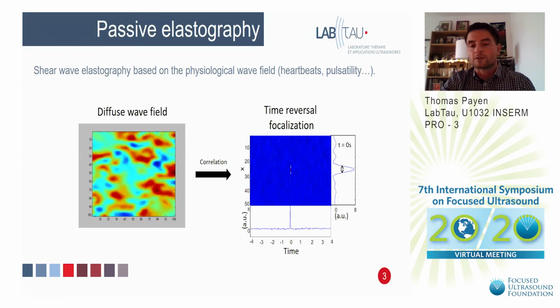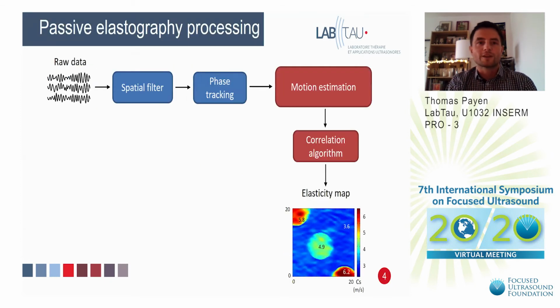If you use a slow rate acquisition, you lose the temporal information, but you still keep the wavelength information, which is really precious for us with our standard systems. So if we look at the process for passive elastography, we acquire raw data, we filter it, and then we estimate the motion using phase tracking. And while doing the correlation, you estimate the elasticity.